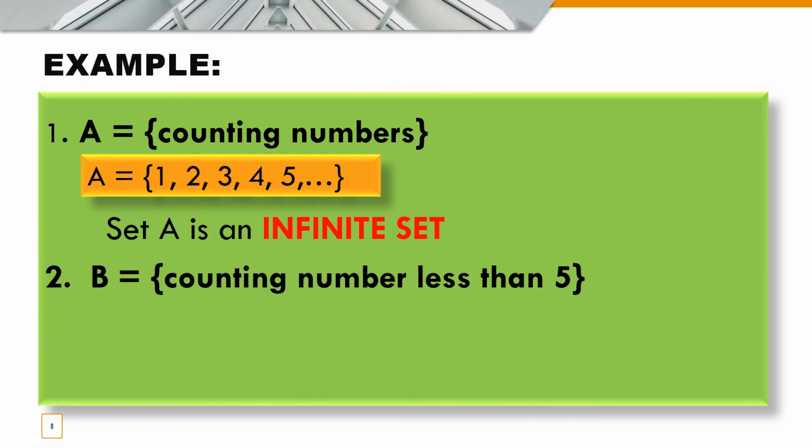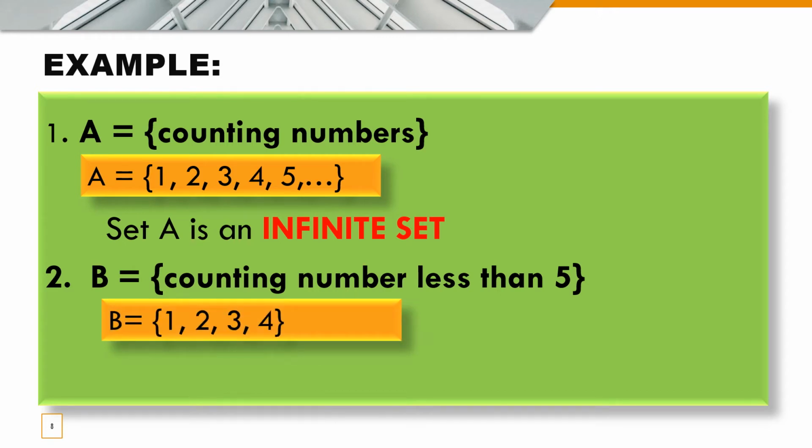Another one. Set B contains counting numbers less than 5. Can you give the counting numbers less than 5? Right. Set B, we have 1, 2, 3, and 4. We do not include 5 because it says here less than 5. So what can you say about this set? Is this finite or infinite? Right. This is a finite set. It's because the elements can be counted. So, that's it.